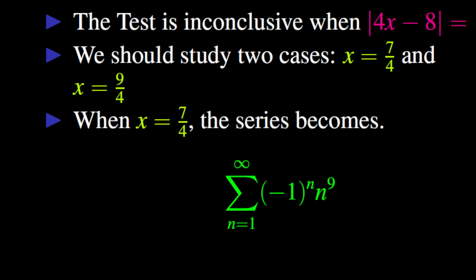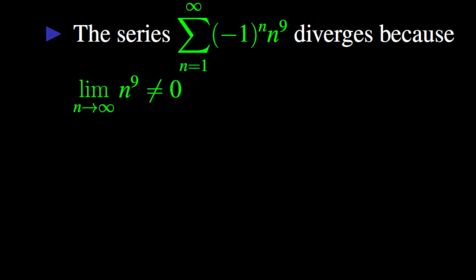When x is equal to 7 over 4, the series becomes an alternating series with terms (-1) to the power n times n to the power 9. We will now investigate if this new series converges or diverges. Using the divergence test, we conclude that the series diverges because the limit as n goes to infinity of n to the power 9 is not equal to 0.